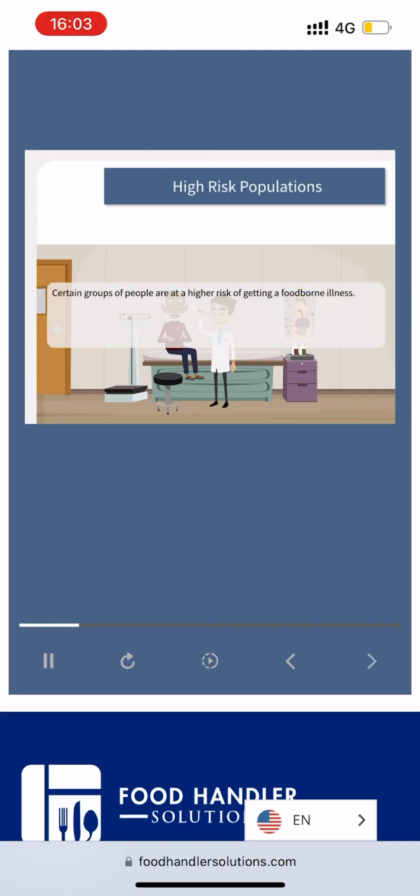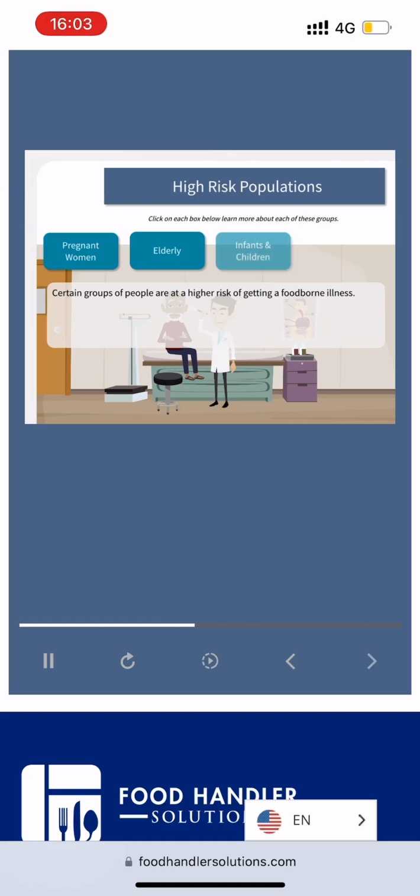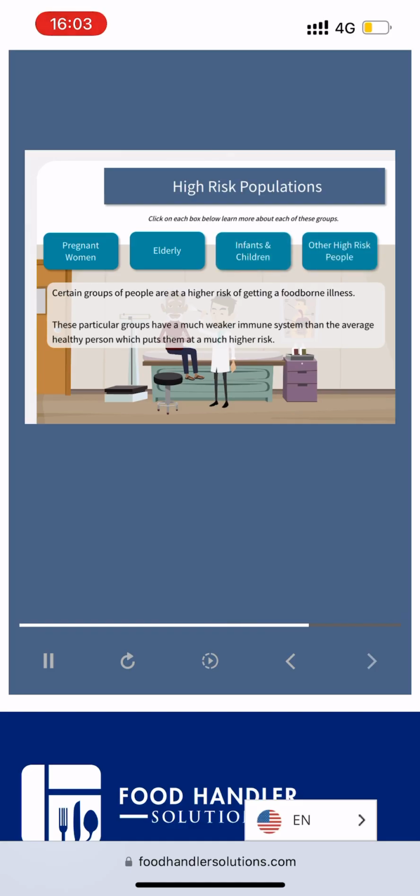Certain groups of people are already at a higher risk of getting a foodborne illness. Pregnant women, elderly, infants and preschool-aged children, people who are already ill. These particular groups have a much weaker immune system than the average healthy person, which puts them at a much higher risk. Let's take a closer look at these groups.